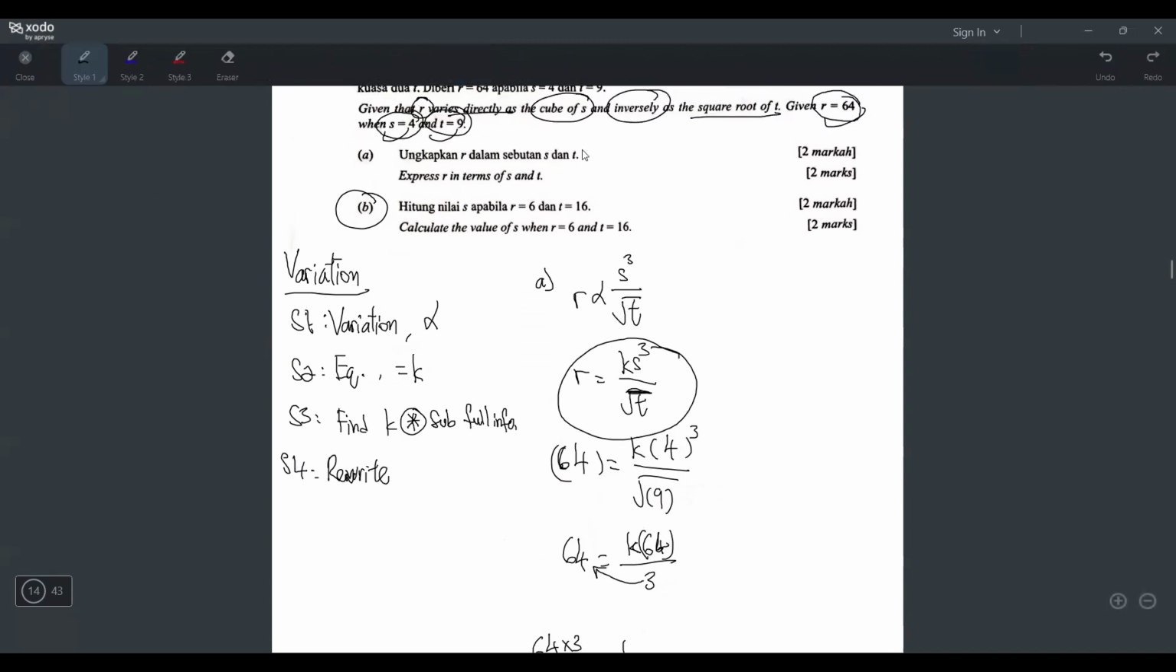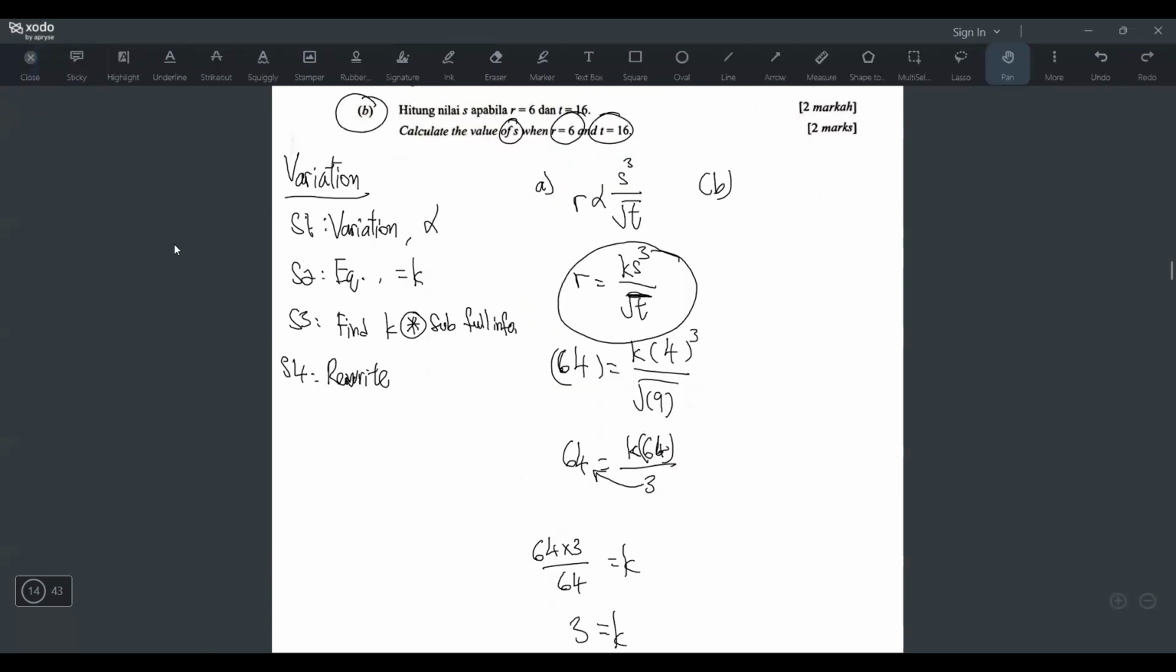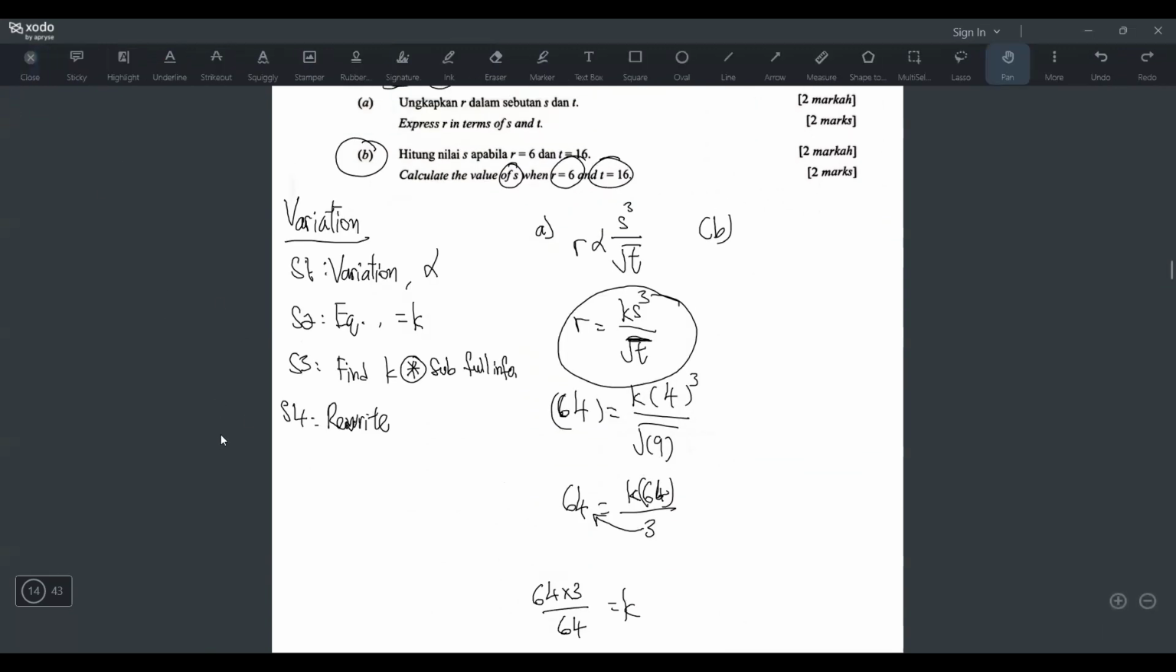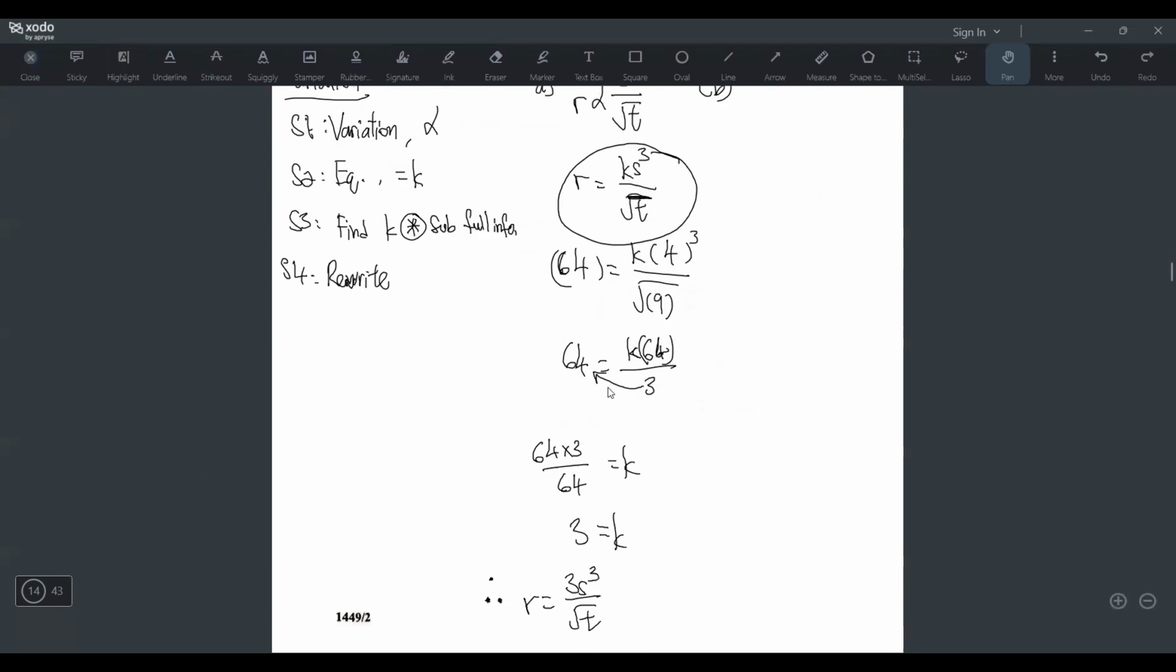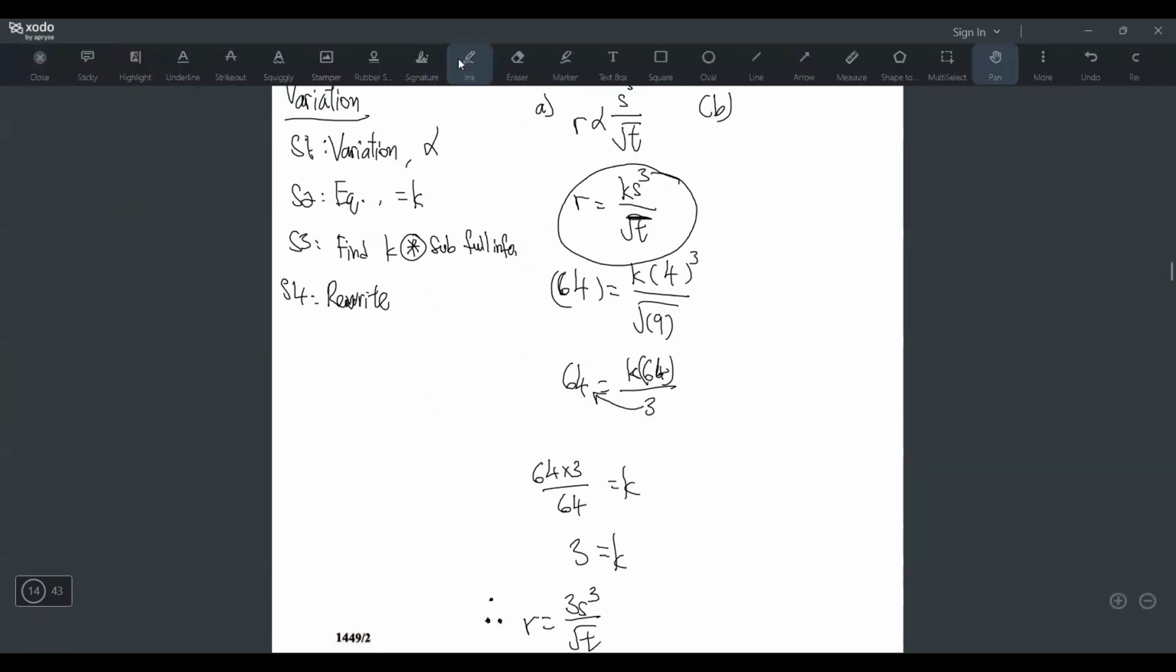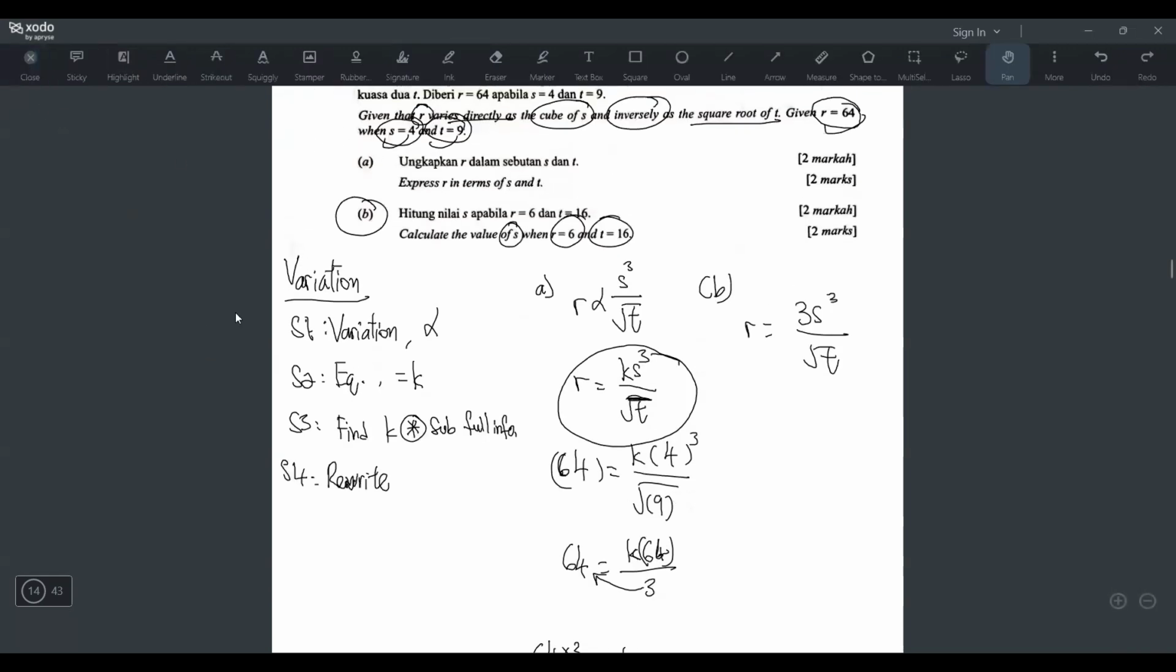Okay, question B. Calculate the value of S when R is 6, T is 16. This one, they want you to do step 5. But you don't need to do step 1, 2, 3, 4 again. You already did step 1 until step 4. So you just continue with R equals, like your A answer. R equals 3s power 3 over square root t. Just continue from here and do B.